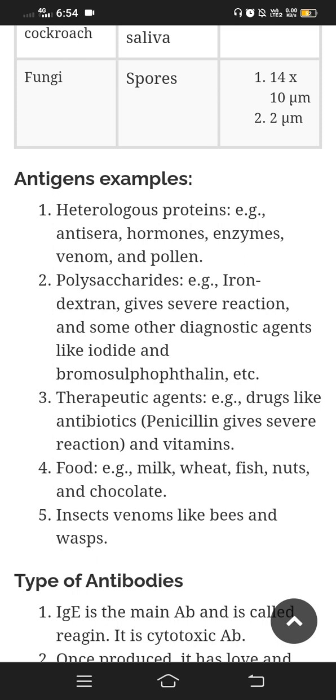Polysaccharides: iron dextran gives a severe reaction. Diagnostic agents like iodide and bromosulfophthalein. Therapeutic agents and drugs like antibiotics, where penicillin gives a severe reaction, and vitamins. Food: milk, wheat, fish, nuts, and chocolate. Insect venoms like bees and wasps.